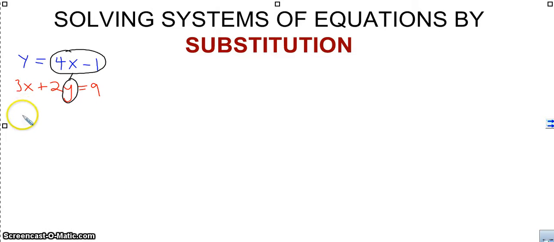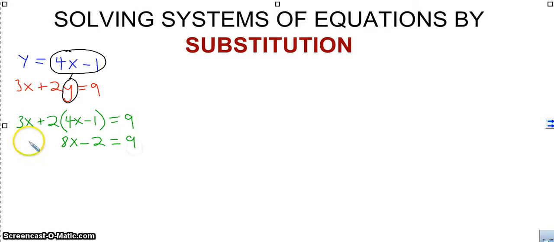So let's do that. We're going to rewrite this. We've got 3x plus 2, but let's substitute 4x minus 1 for y. 4x minus 1. That's going to equal 9. And then let's just do the math. We're going to use the distributive property here. 2 times 4x is 8x. 2 times negative 1 is negative 2. Equals 9. We have our 3x here. We just carried this down.